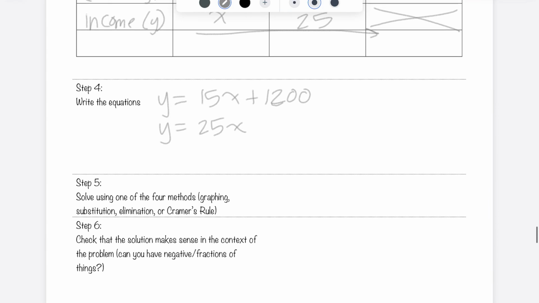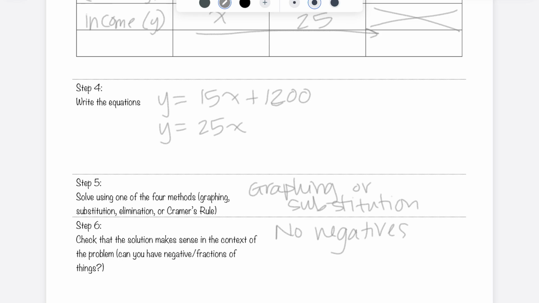So now is solving. So I could use graphing would be good here, because both of them are in y equals mx plus b form, or I could use substitution, because both of them have a variable that is isolated. Substitution. Finally, I'm going to check that the solution makes sense in the context of the problem. So can I have negatives or fractions of things? So no negatives. I can't have negative books. And I can't have fractions, no pieces of books.